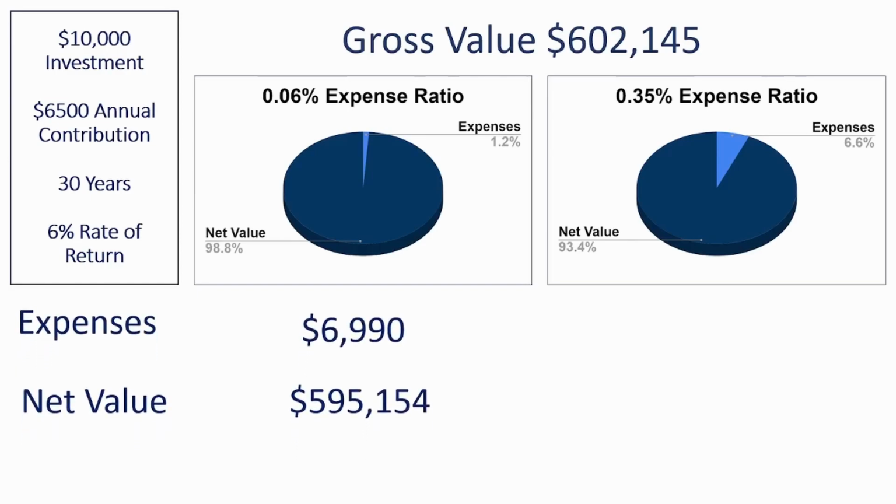If we break it down further, you can see that the 0.06% expense ratio ends up costing you just under $7,000 by the end of 30 years, and your net value is reduced to $595,154. With the ETF on the right, the total cost is $39,531 over the course of 30 years, leaving you with a net value of $562,614. I share this with you so that as you're making decisions for your own investment portfolio, that you're mindful of the expense ratio and the significant impact it may have over time.